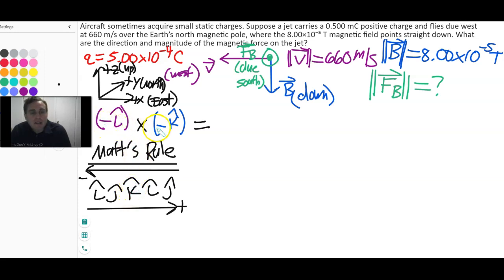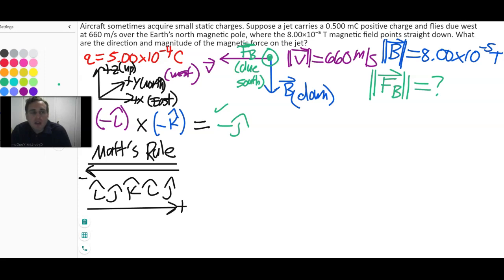Okay, so a minus times a minus should be a plus, but then we need i cross k. So let's see where they're adjacent. Here, i cross k should be negative j. So the negative j direction should be the answer. But according to this, the negative j direction should be south. So we confirm that that is the proper direction. That's a couple ways to prove to yourself that that's the case.